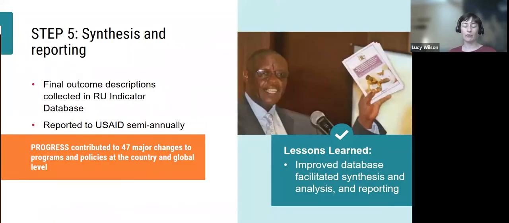Our step 5 was synthesis and reporting. Here, the database was again crucial as the place where the outcome descriptions were collected. As we improved on the database, it allowed us to do more sorting of the outcomes by various factors. It also allowed us to easily show that Progress contributed to 47 major changes in policy or programs at the country and global level throughout the life of the project. Next.